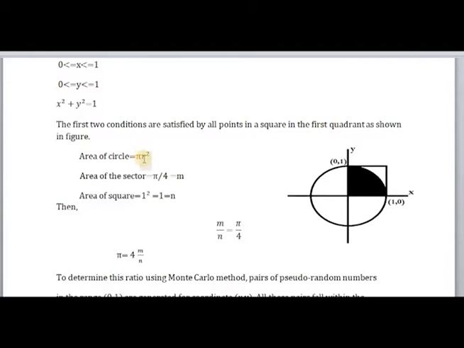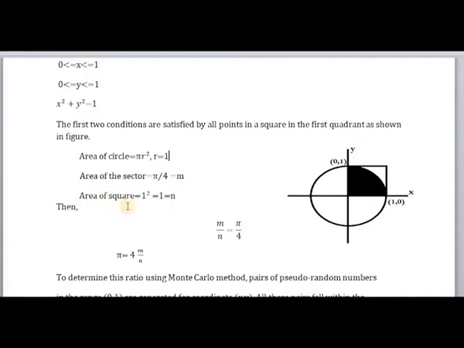So what is the area of the circle? Area of the circle is pi r squared, and here the radius r is 1. So r equal to 1 means the area is pi. Then the area of the sector will be pi r squared by 4, that is pi by 4. I'll name it m, that is, the area of the sector is m.